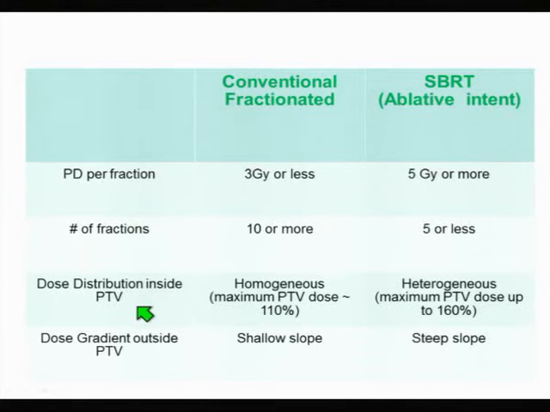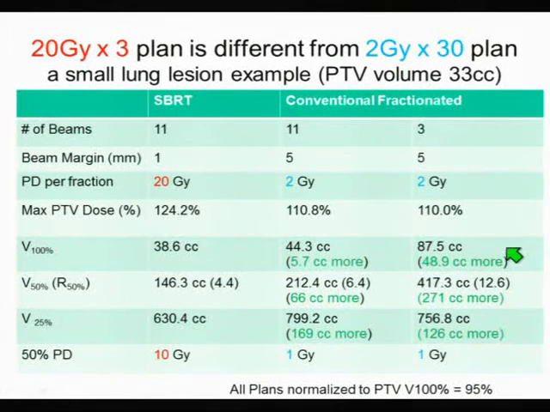The dose distribution inside the PTV for a conventional fractionated case usually is homogeneous, and maximum PTV dose usually is close to 110%. But for an SBRT plan, it's very heterogeneous, and a maximum PTV dose up to 160% is not uncommon. The dose gradient outside usually is very shallow or slow, and for the SBRT plan it is very steep. So let me give another example to drive home the message, the difference.